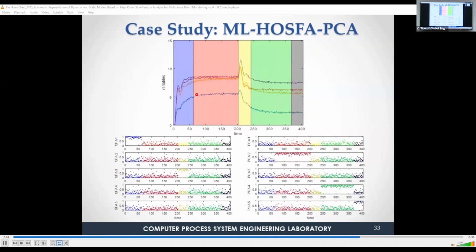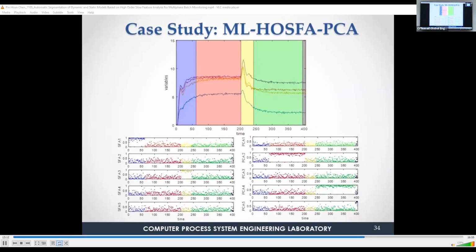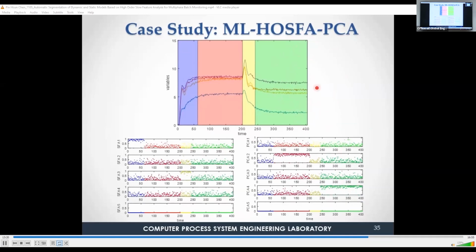Afterward, you can find that ML, HO, SFA, PCA will start to automatically integrate and classify. When there is too little data in a certain part, the part will be removed, like this. And when it finally converges, you can see that ML, HO, SFA, PCA distinguishes the dynamic and the static parts very well.